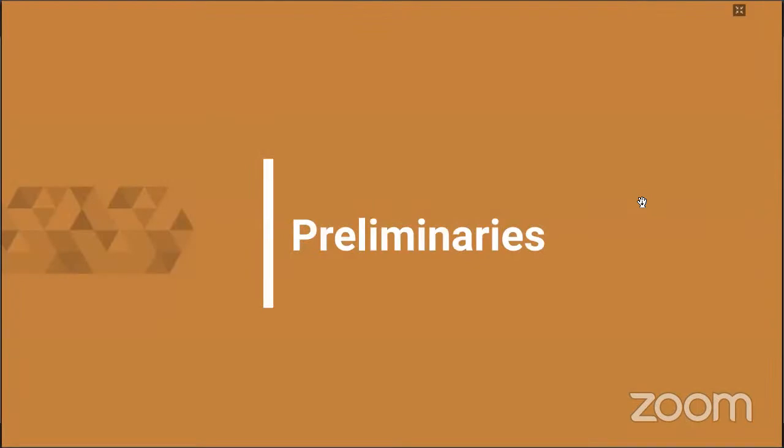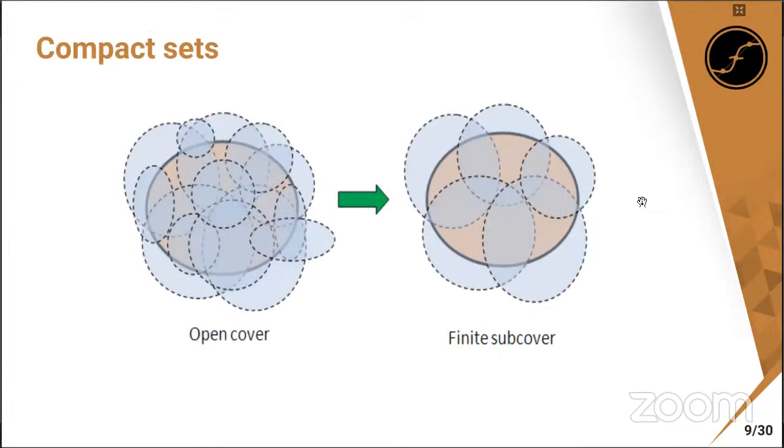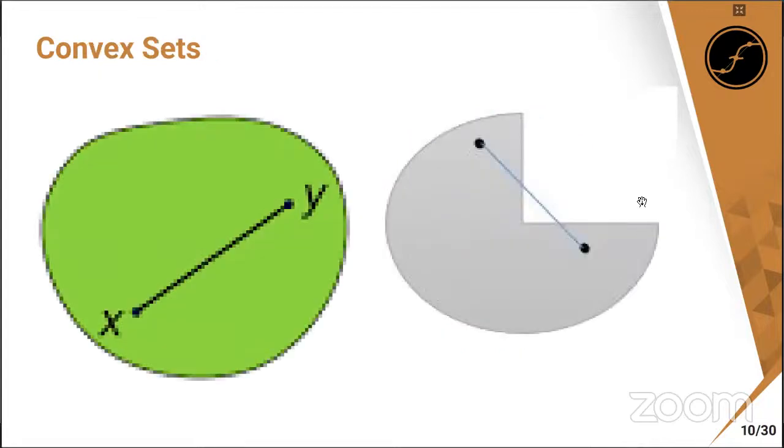Okay, now we go to the second part, which is the preliminaries. We start with a compact set. A set is said to be compact if whenever you have an open covering of the set, it can be reduced to a finite subcovering. And a set is convex if and only if, when you take any 2 points, you can join the 2 points by a straight line which stays completely inside the set.